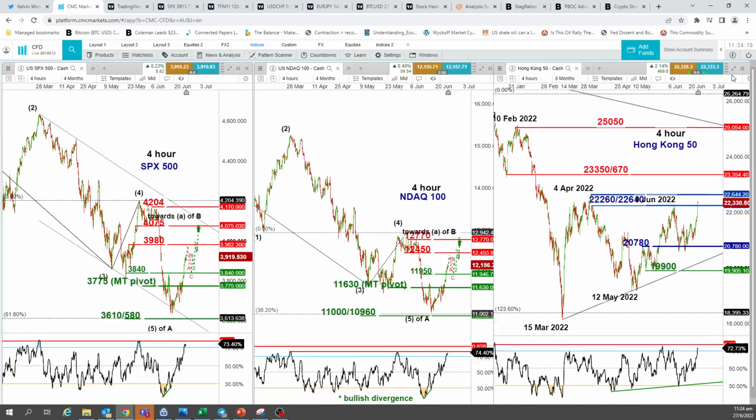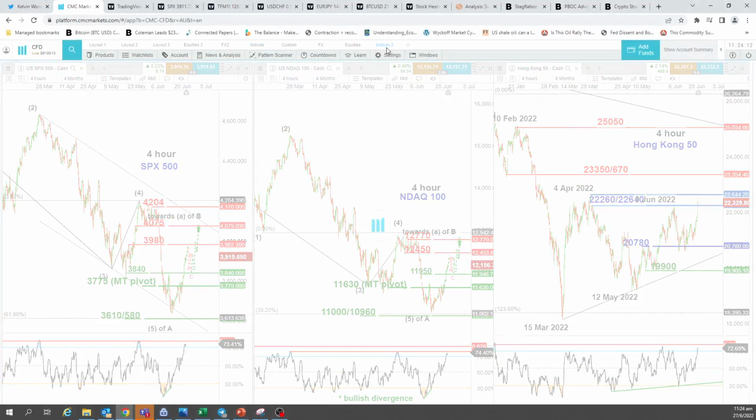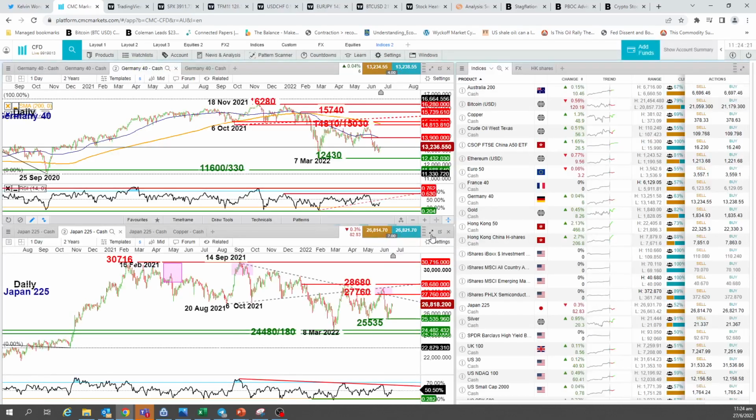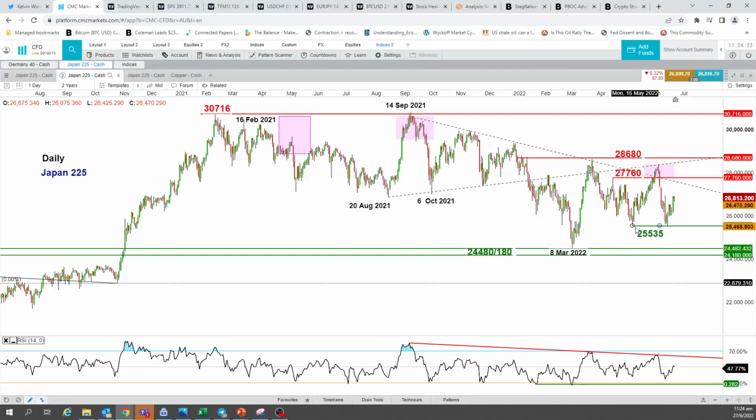So now moving on, next is another major Asia index that I will share with you, which is the Japan 225. If you look at the Japan 225, or the Nikkei 225, it's also pretty much in a sideways range since the 8th of March 2020 low, still trapped within the 8th of March 2020 low as well as the 27,760. What 27,760 is, is a kind of descending trend line resistance that has been in place since the 14th of Sep 2021.